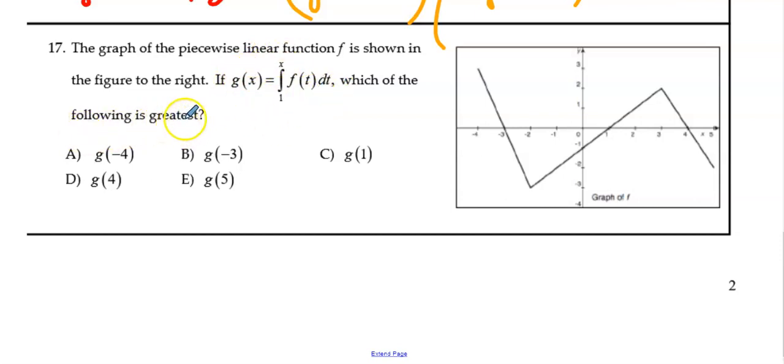But it says, which of the following is the greatest? So all you're going to be doing here is plugging in. So g of negative 4 is going to be equal to, since x is negative 4, this is where we're going to plug in negative 4. So it's going to be the integral from 1 to negative 4 of f of t dt. So this is just a gateway to compare g of x with f of x. So g is actually the antiderivative of f, right? If you look at our problem here.